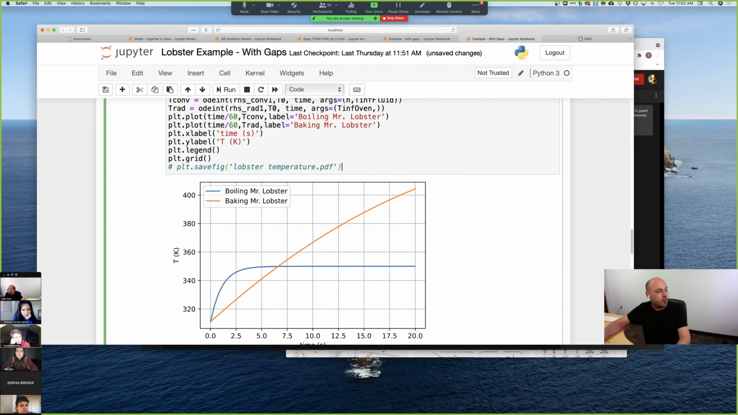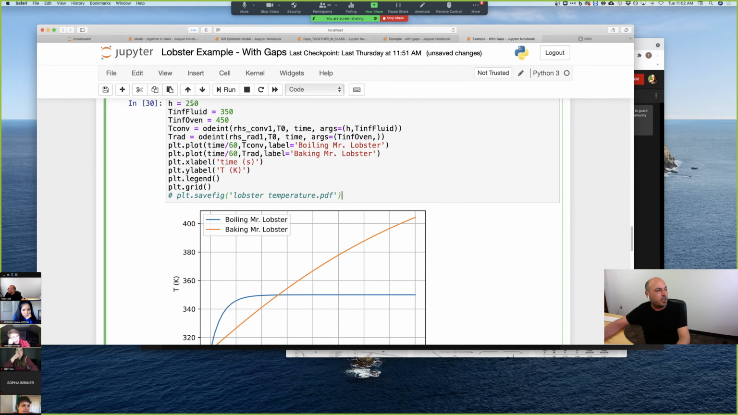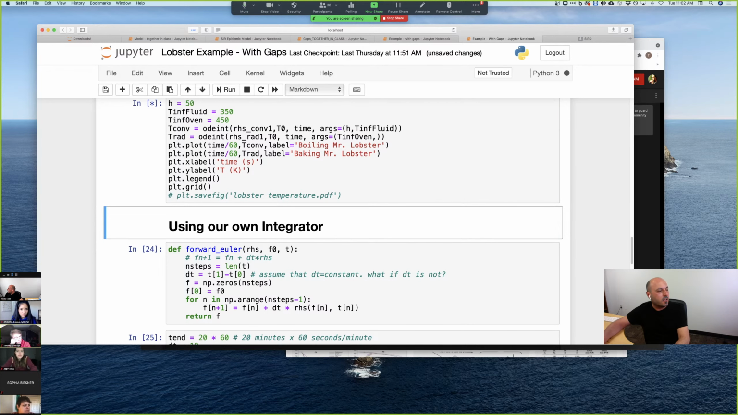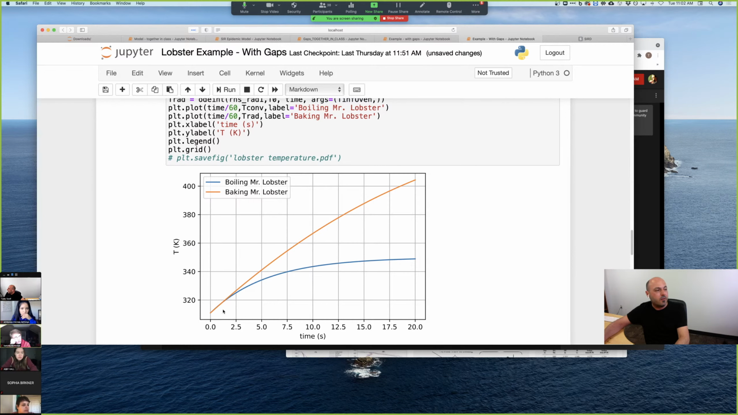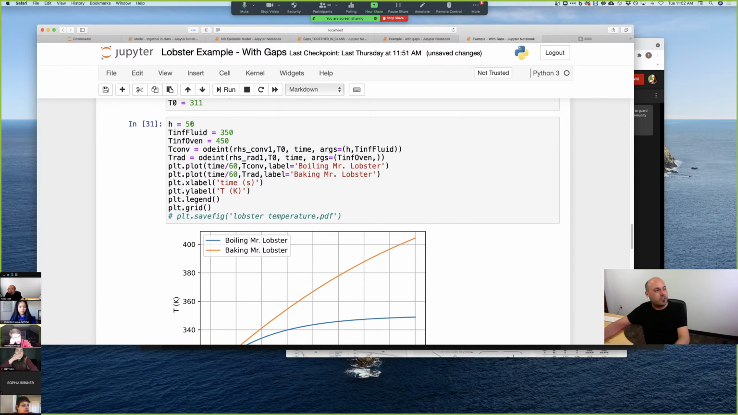Now, when you execute, you're going to get a figure. Let's say you just want to change H to air. H of air is very small, so let's do maybe 10 for air, or I don't know, 50. In air, it takes a long time to reach the desired temperature. But you see how easy it is. We just change H over here and it automatically got picked up over there.